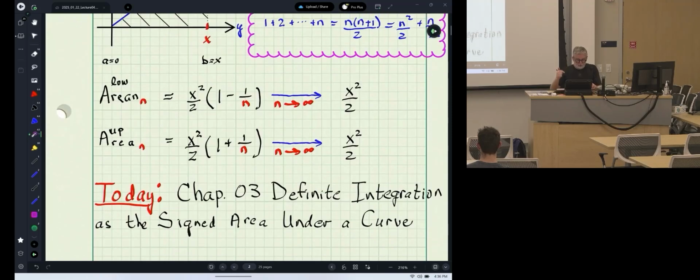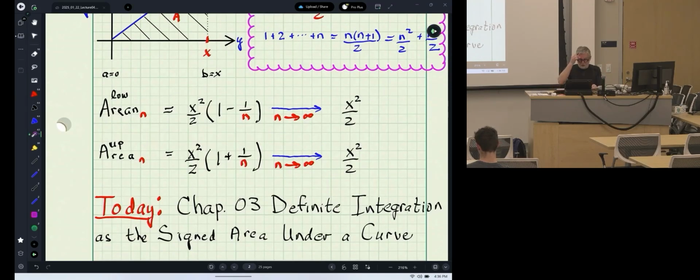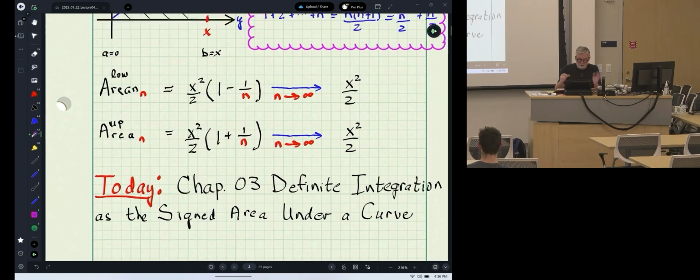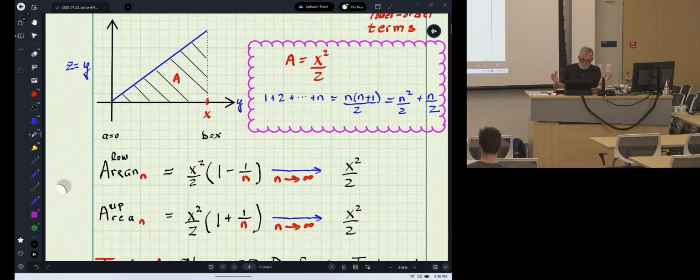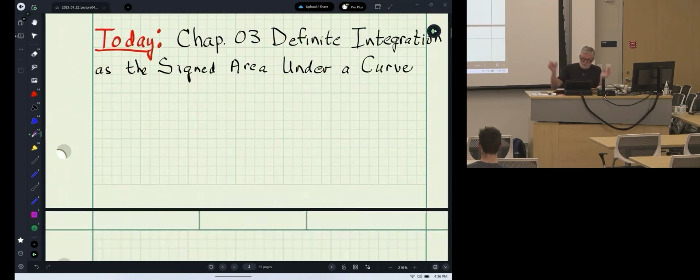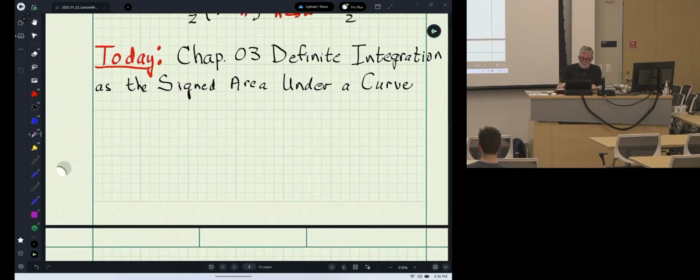Now, when you applied Archimedes' method, you got the lower bound to be something, and now we know how to compute these limits very well. The limit as n goes to infinity gives us 1 here, so we get x squared over 2. The upper bound, the same, and we've got a common value, and so we agree that the area is x squared over 2. Yay. Okay.